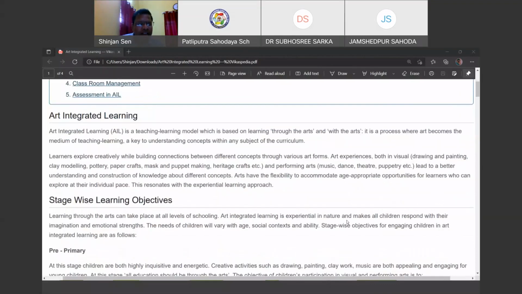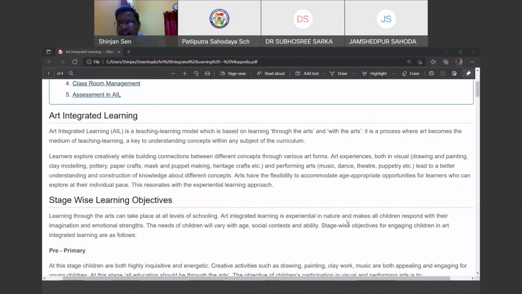Then there will be stage-wise learning objectives. Learning through arts can take place at all levels of schooling. It is not only in one particular part of the schooling, but in all levels of schooling. Art integrated learning is experiential in nature. Children get the freedom to experiment with nature, with their own selves, with their peers, and they learn. And when this type of learning happens, the retaining capacity of the children increases by several folds.